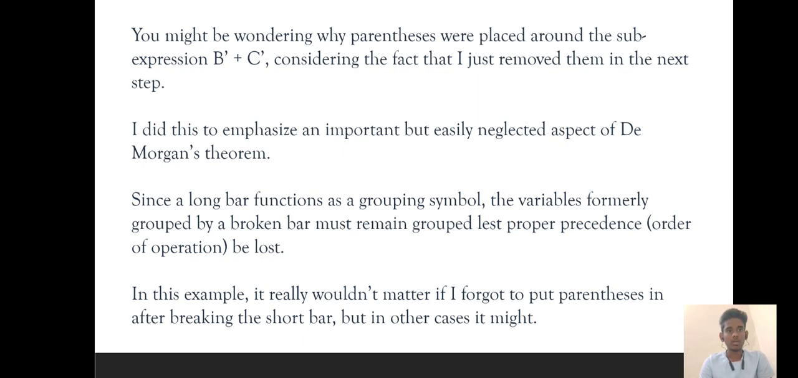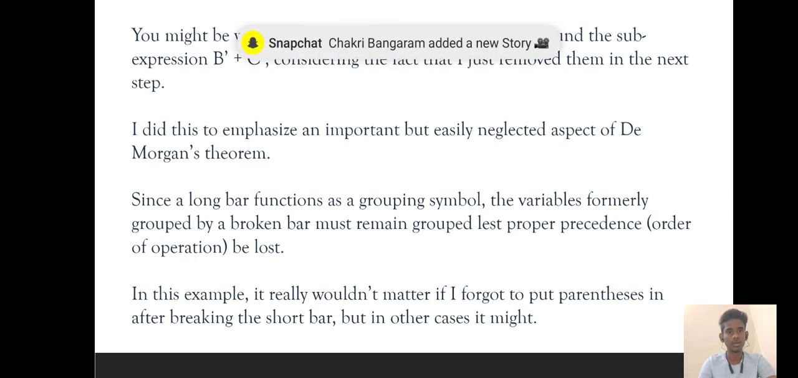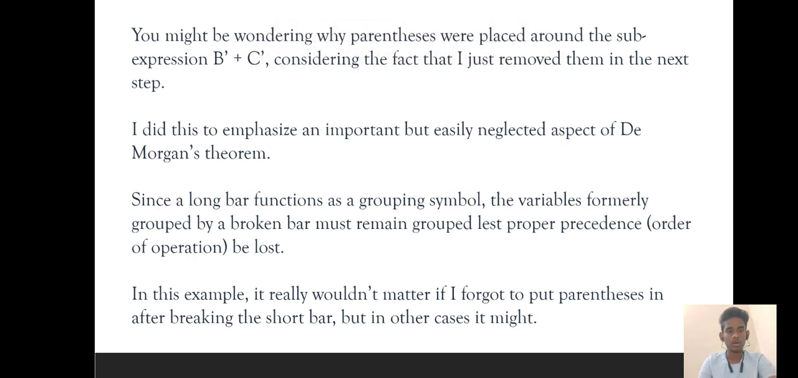You might be wondering why parentheses were placed around the sub-expression B bar plus C bar, considering the fact that I just removed them in the next step. I did this to emphasize an important but easily neglected aspect of De Morgan's theorem. Since a long bar functions as a grouping symbol, the variables formerly grouped by a bar must remain grouped lest proper precedence order of operation be lost. In this example, it really would not matter if I forgot to put parentheses in after breaking the short bar, but in other cases it might.